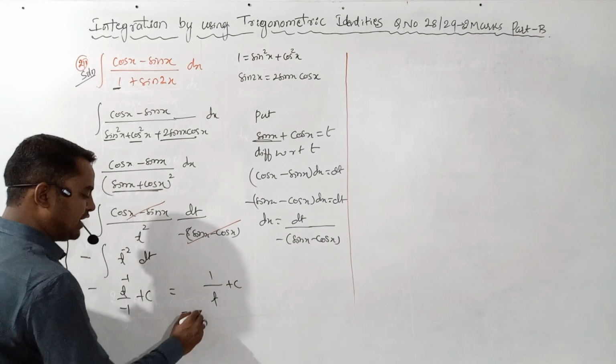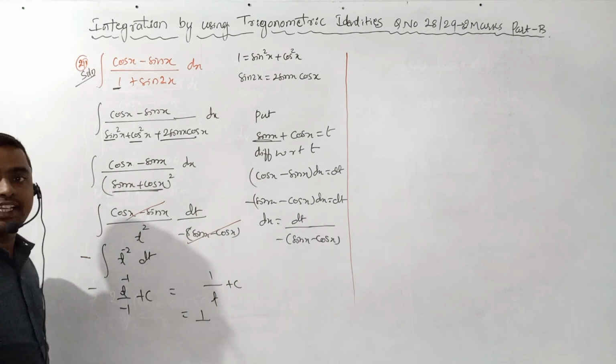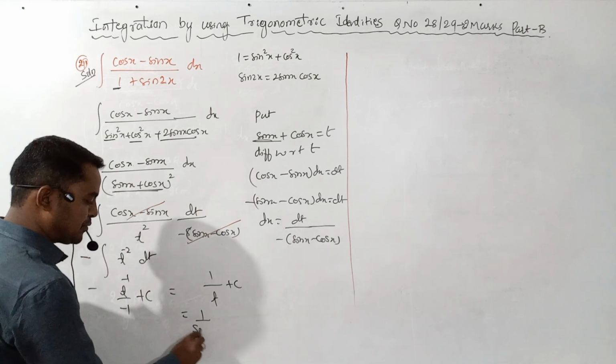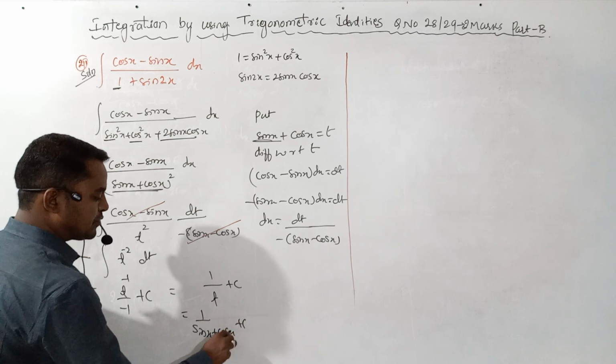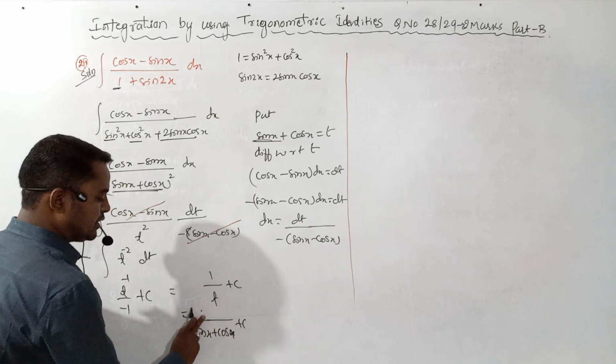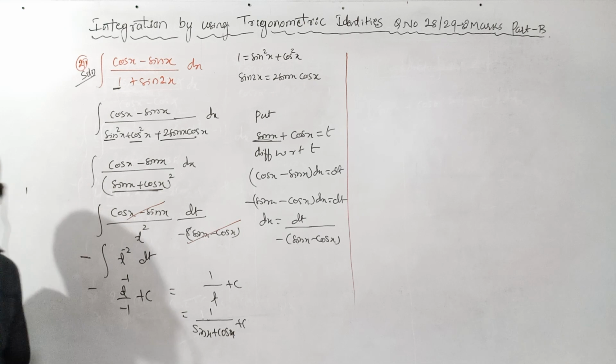What is the value of t? 1 by t means 1 divided by sin x plus cos x, plus c.